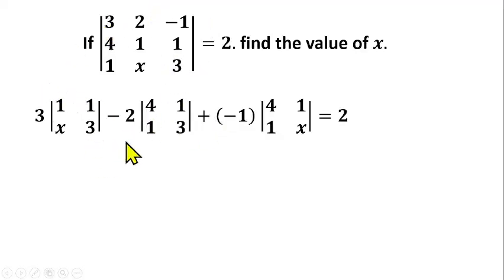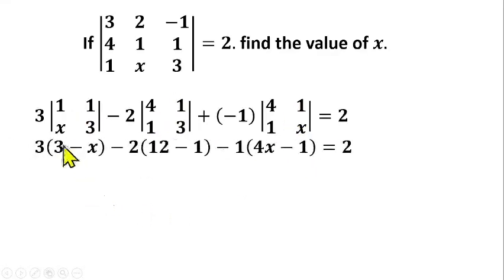And if you simplify this determinant of 2 by 2, determinant of 2 by 2, determinant of 2 by 2, then you'll be having 3 into cross multiply, you have 3, minus cross multiply, you have x, then minus 2 into cross multiply, you have 12, minus cross multiply, you have 1, then plus and minus open bracket cross multiply, you have 4s, minus cross multiply, you have minus 1 equals to 2.